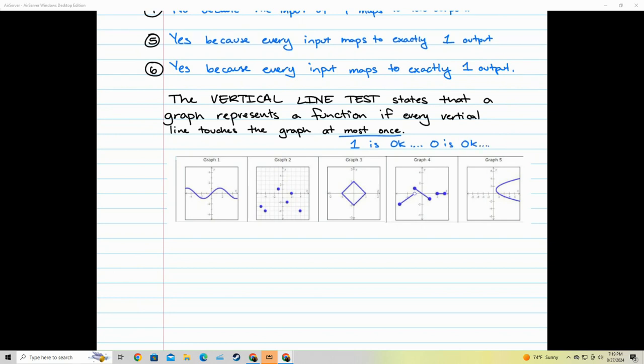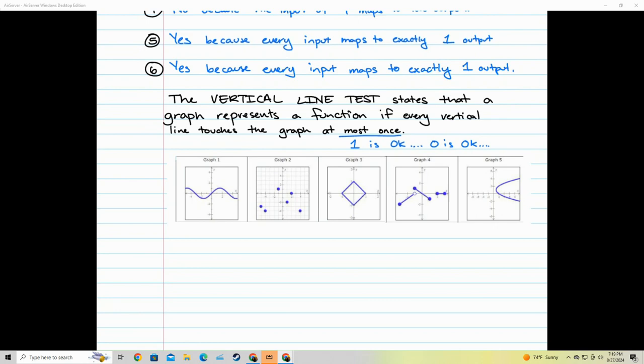And that is it. So if you draw a vertical line and it touches exactly one time, or at most 1 or 0 times, and that consistently happens throughout the entire graph, then this is going to be a function. If you can find one line that touches twice or more, then it's not a function.